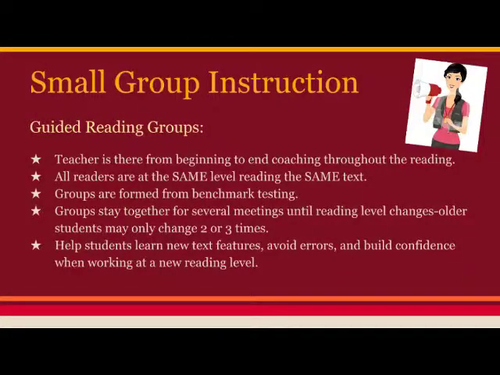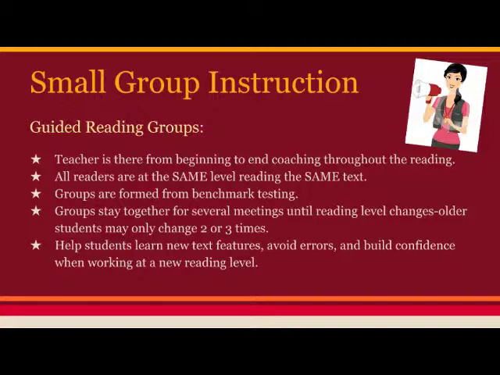Okay, so now that you've had time to fill out your anticipation guide, let's look at the different types of groups. First, we have guided reading groups. This is the group where the teacher is there from the beginning of the lesson to the end of the lesson. All your readers are at the same ability level. That means if they're on Lexile or DRA levels, they're all reading at the exact same level, and they're all reading the same text. Groups are formed based on your benchmark testing. Like Rebecca had mentioned, that data that you have accumulated will go toward picking your guided reading groups.